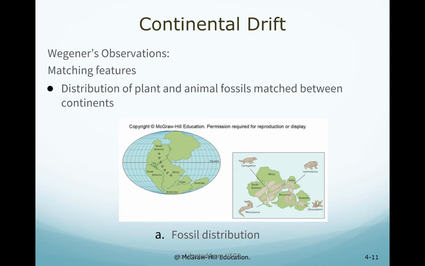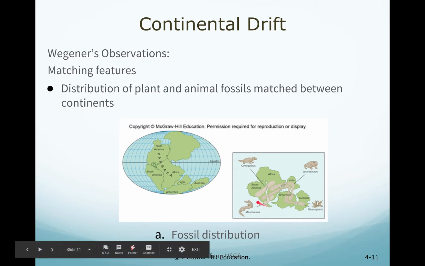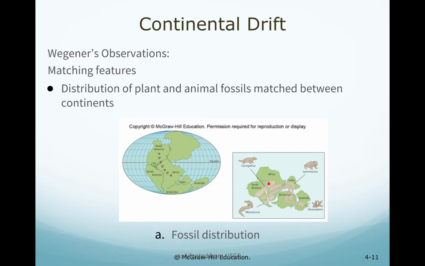Wegener observed that there were matching features of the different continents. Notice here how this is Pangaea all together, and then you can see there's Africa and how South America kind of fits in here, and Australia fits in there.